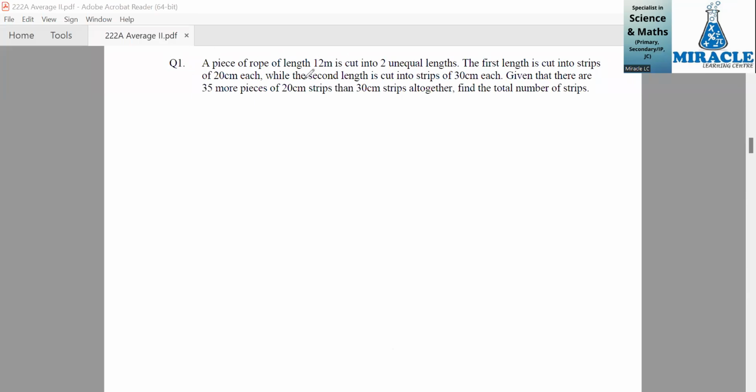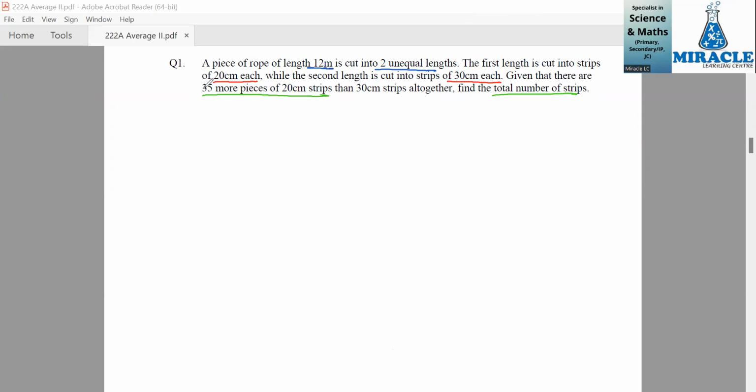Question 1. A piece of rope of length 12 meters is cut into two unequal lengths. The first length is cut into strips of 20 cm each, while the second length is cut into strips of 30 cm each. Given that there are 35 more pieces of 20 cm strips than 30 cm strips altogether, find the total number of strips.